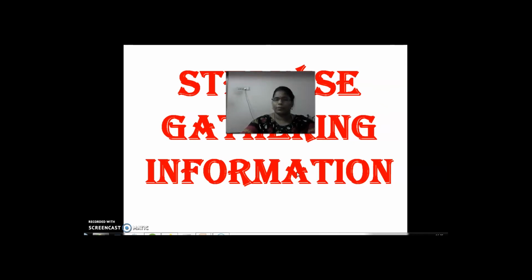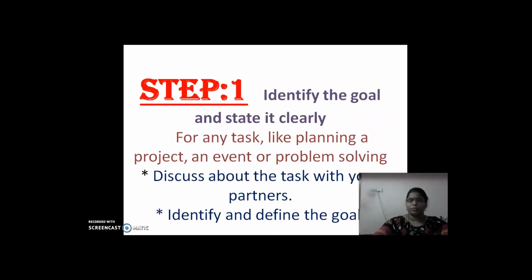Today I am going to explain the second lesson, stepwise gathering of information. What is meant by stepwise gathering of information?